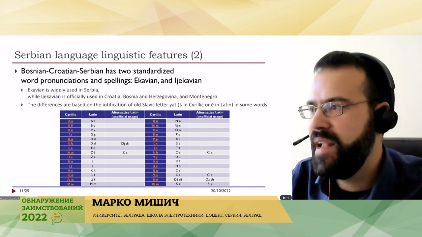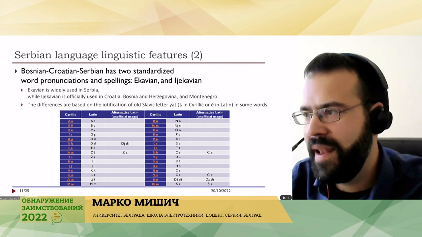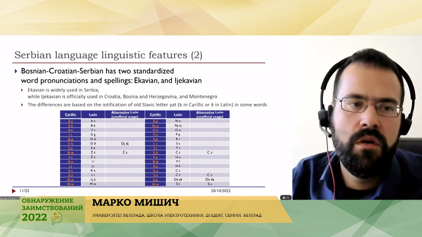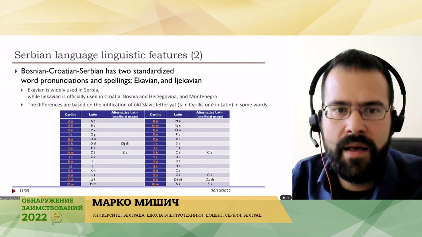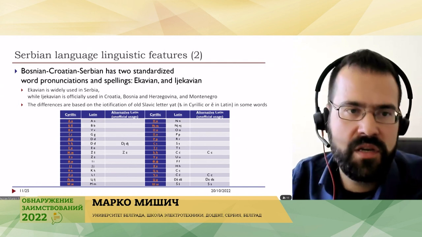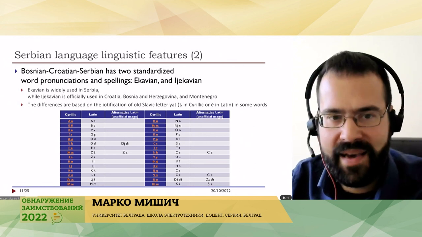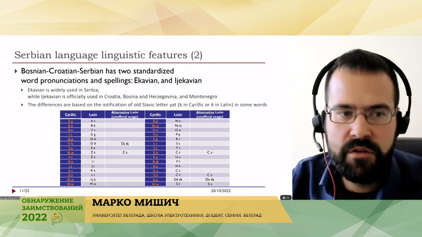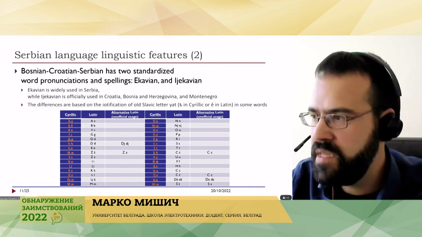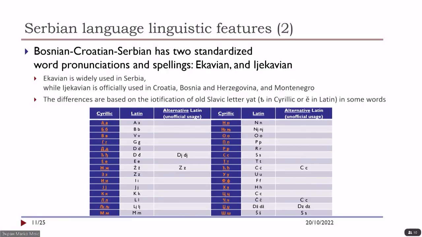Regarding those other languages, Bosnian also uses Cyrillic script. In Croatian, they use solely Latin script, but most of them also know how to write in Cyrillic. But that common variety of language has also two standardized word pronunciations and spellings. They are called Ekavian and Iekavian. The first dialect, first spelling, is widely used in Serbia, but some Serbs from Bosnia and Croatia and Montenegro use the other one, the Iekavian standard. And the Iekavian standard is officially used in Croatia, Bosnia and Herzegovina and Montenegro.